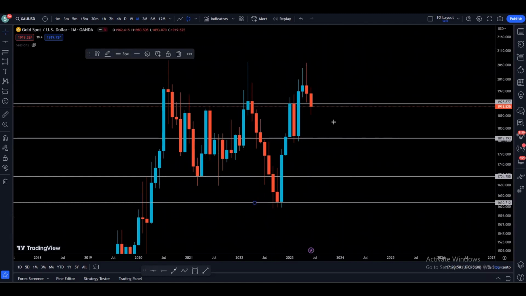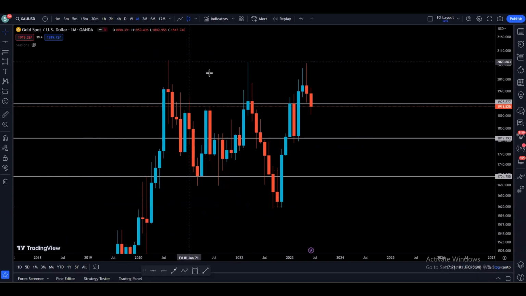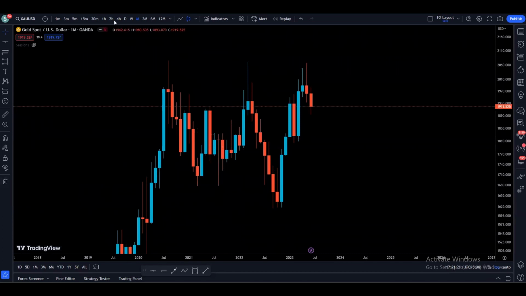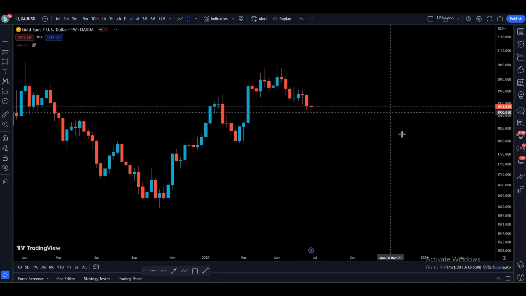Basically, because we have the last monthly candle close bearish below this support, there is a pretty high probability for the next monthly candle to keep going down to the next support. And if we break this support as well, we can go to this support and this support as well. So that is on the monthly time frame. Now let's go to the weekly time frame to see more details.